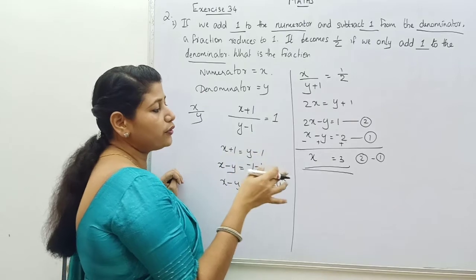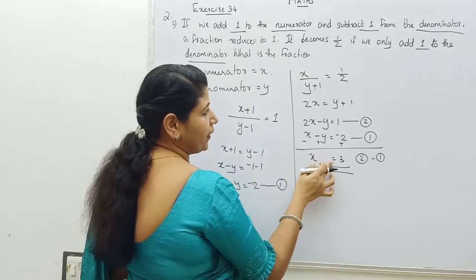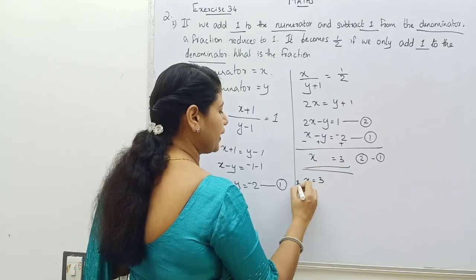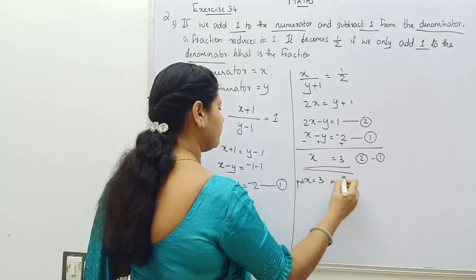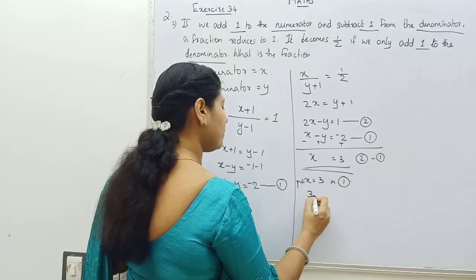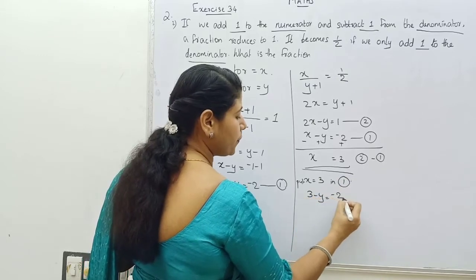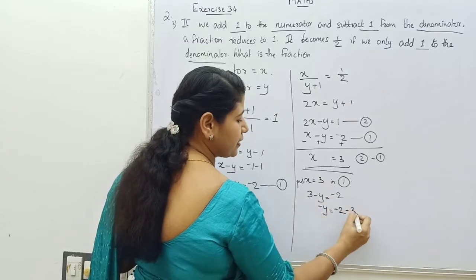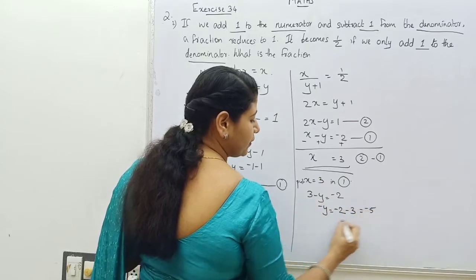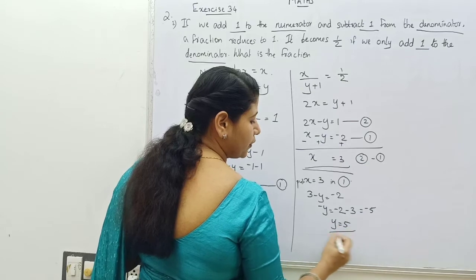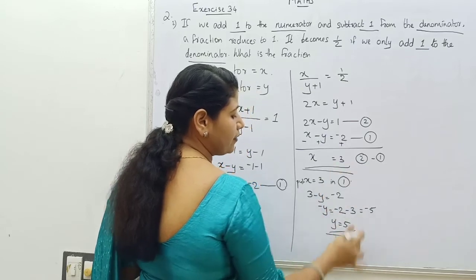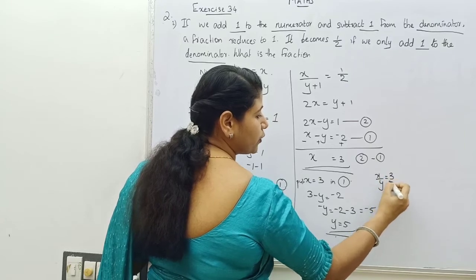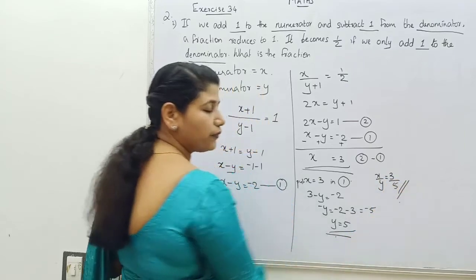Now we have to substitute the value of x equals 3 in either of your equations. I am substituting x equals 3 in equation 1. So you will get 3 minus y equals negative 2. Negative y equals negative 2, and this 3 will become minus 3, so you will get negative 5. So y can be written as 5. Your values are 3 and 5, and your fraction is x by y, isn't it? Which is equal to 3 by 5.